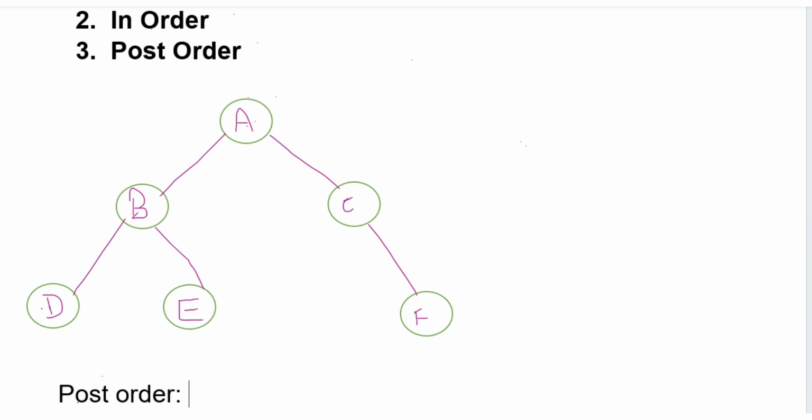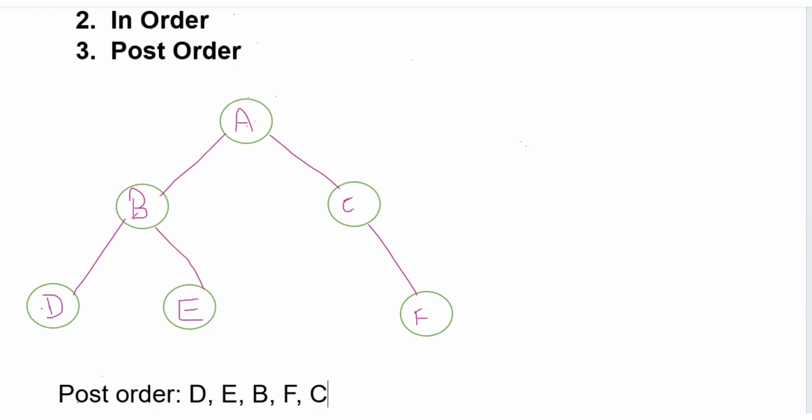I am taking one example to show how to do post-order traversal. First, it visits the left child, that is B, and the left child of B is D. Then it visits E. Next, it visits the root node B. Move to the right subtree. The right child of C is F. It visits F first, then C. Then it visits A.